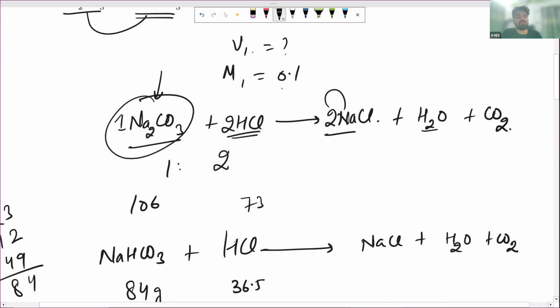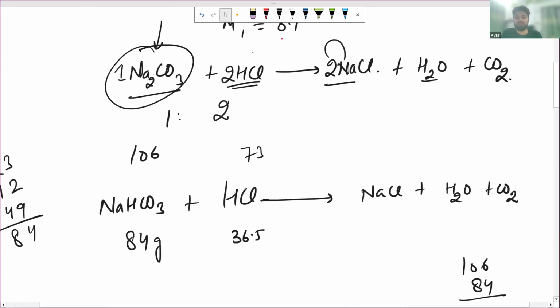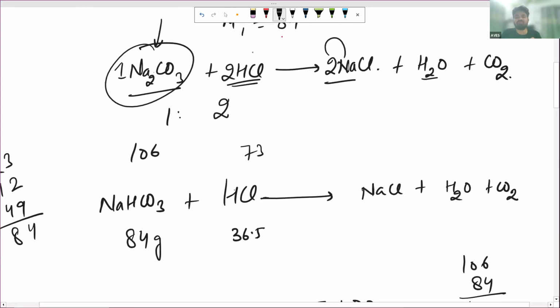Similarly, if we have sodium hydrogen carbonate reacting with HCl, it is balanced and gives you this reaction. Here we have 1 mole of this one, and it requires only 1 mole. Unlike this one, which was reacting with 2 moles, here only 1 mole of HCl is required.